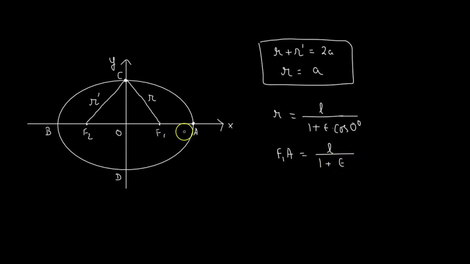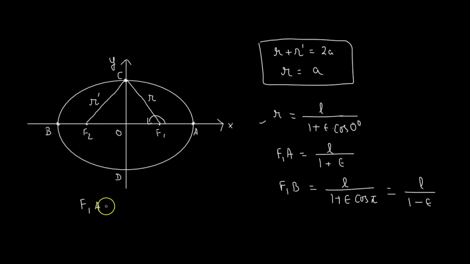Then if this particular point P, instead of being at point A, is coinciding with point B, then using the same formula, we can say that f1b this time will be equal to L divided by 1 plus epsilon times cosine of the angle. Now this angle is 180 degrees, let's call it pi. So that means we have L divided by 1 minus epsilon. So this is f1b. Now let's add both of them. So we have f1a plus f1b.